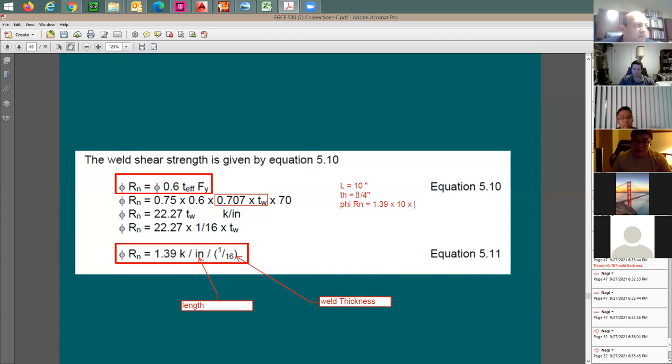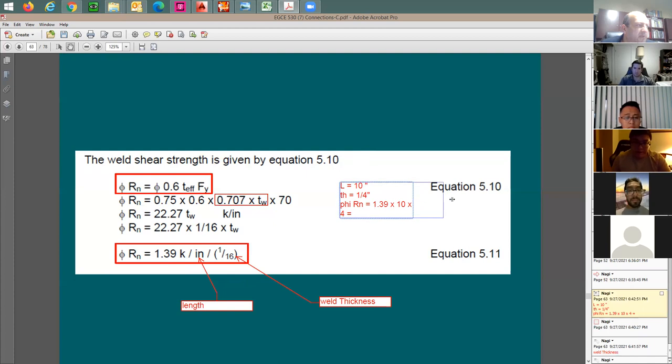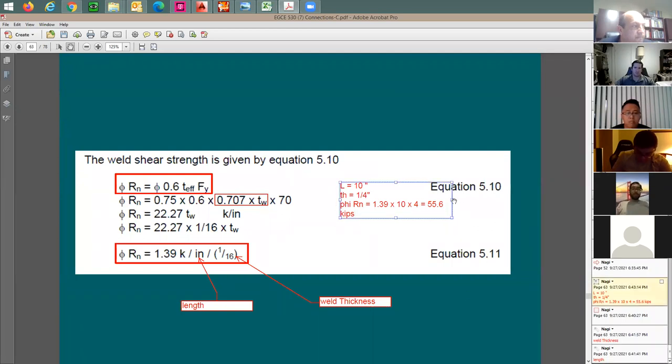Now I have 1/4. How many 1/16 inches do you have in 1/4? You have 4. How much is this now? Can someone run the analysis please real quick? 40 times 1.39. Yes, I got the same answer, 55.6 kips. Beautiful. So actually doing the weld analysis is simple. It's not really hard.